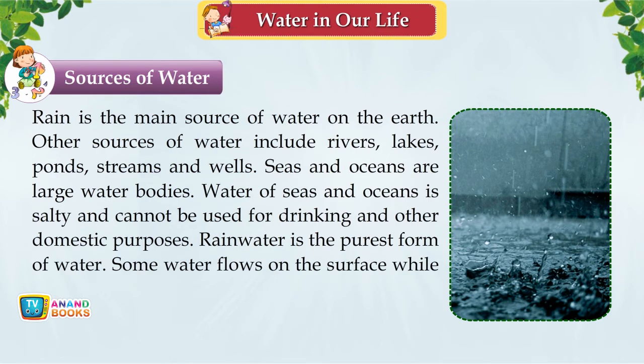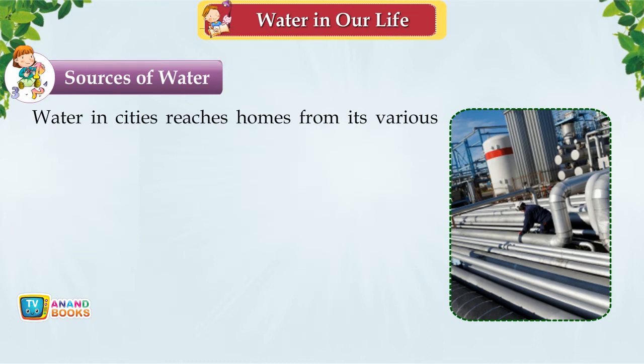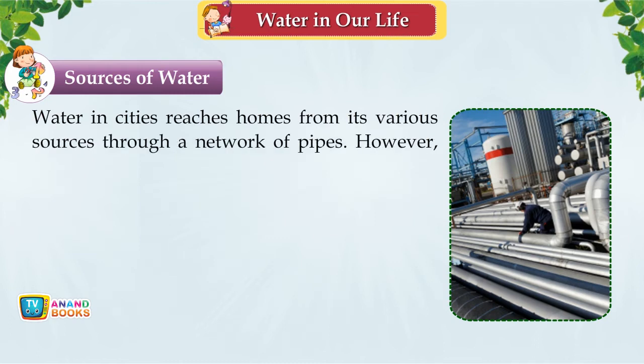Some water flows on the surface while the rest seeps underground. Water reaches our homes through underground pipes and taps. Water in cities reaches homes from its various sources through a network of pipes.